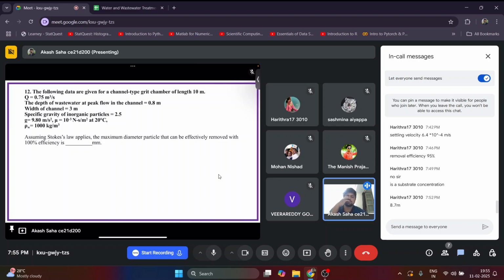This time I want others to also solve it. Just to give you a hint, first find out what will be my surface overflow rate. For 100% efficiency, my surface overflow rate will be equal to my settling velocity. So equate that surface overflow rate to the settling velocity and then find out the d, the diameter of the particle. Very simple. I think you can do it. If not, then we will see how to. I'll wait for 1 or 2 minutes.